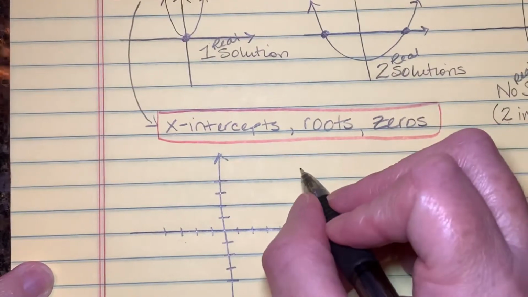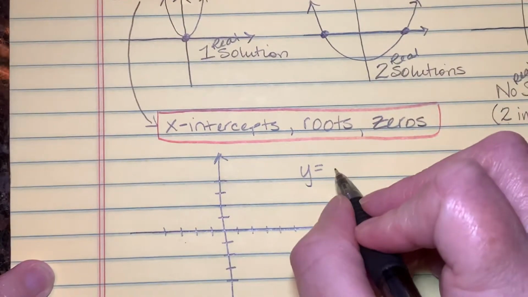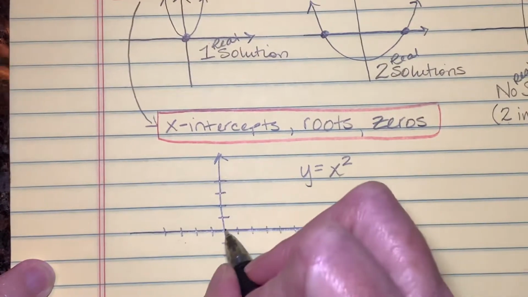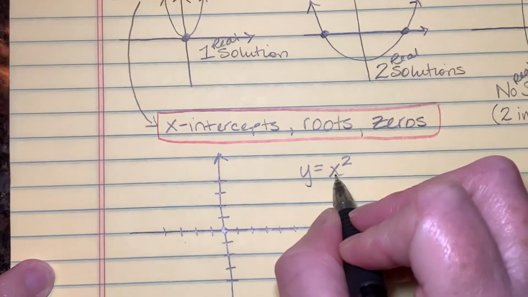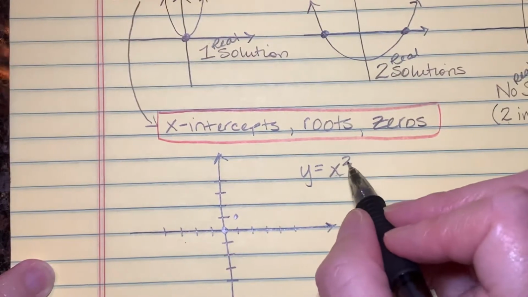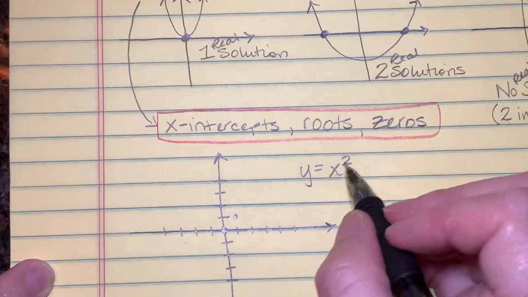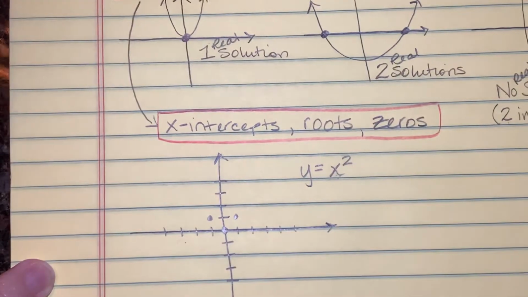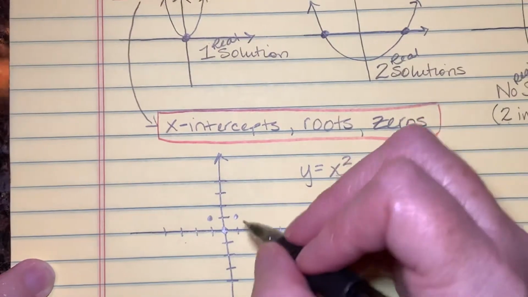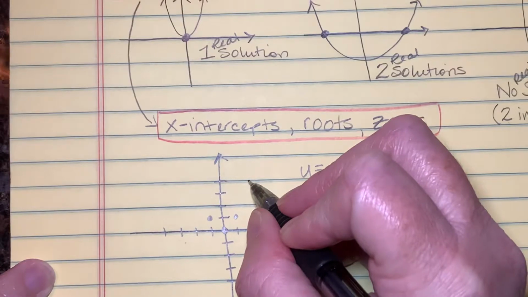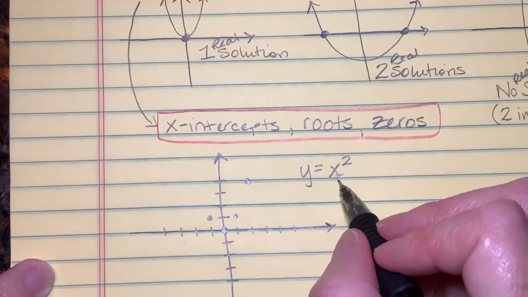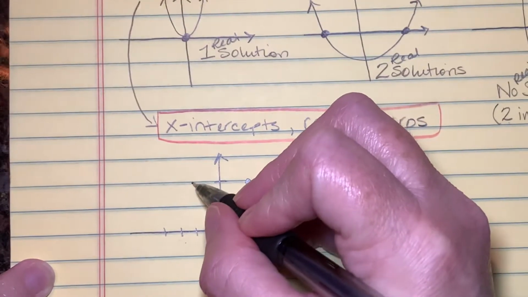So remember, if we were graphing y equals x squared, right? This is our parent graph. So if I plug in 0, y is 0. If I plug in 1, 1 squared is 1, so y is 1. If I plug in -1, -1 times -1 is also positive 1, right? So this is where the parabola starts to come in. If I plug in 2, 2 squared is 4. So 2 is at 4. If I plug in -2, -2 times -2 is also 4.